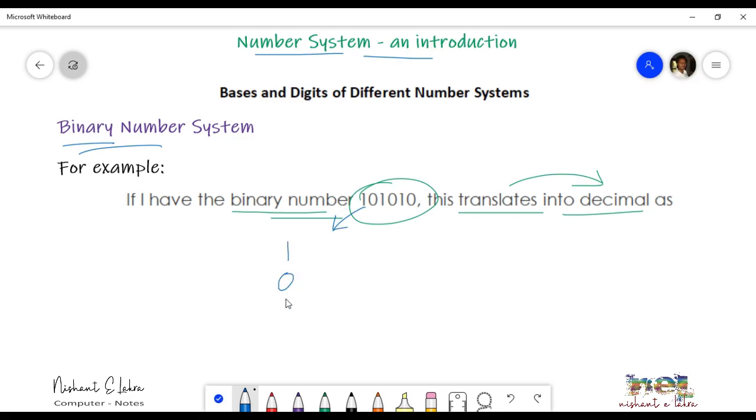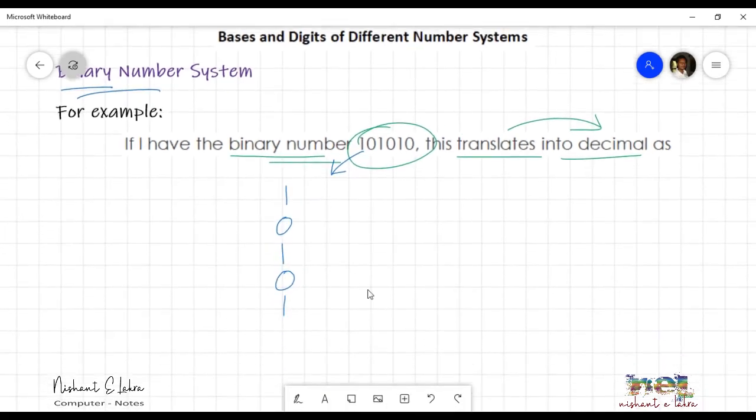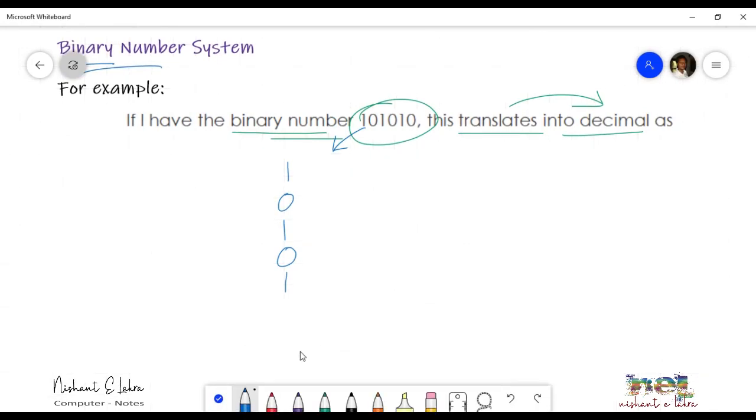Let me once again write it in vertical form, right? 101010. So I have written it down in a vertical form. The left hand side of the binary number will be written top and the right hand side will be written at the bottom. What we have learned, binary represents 2, right?